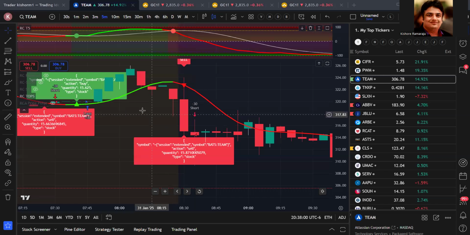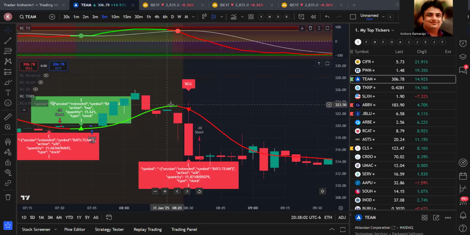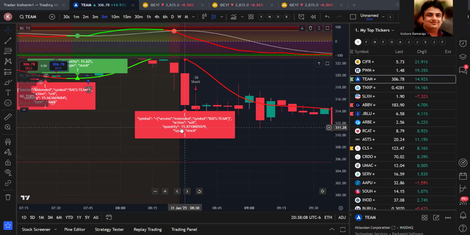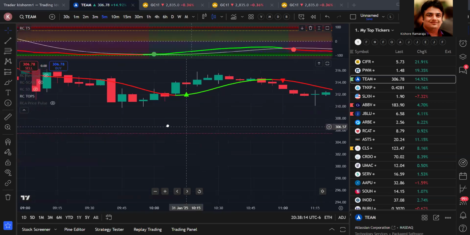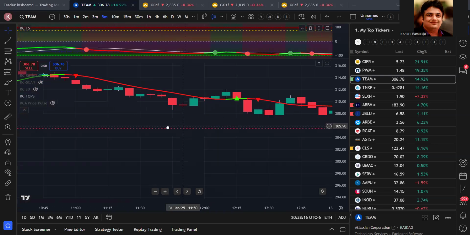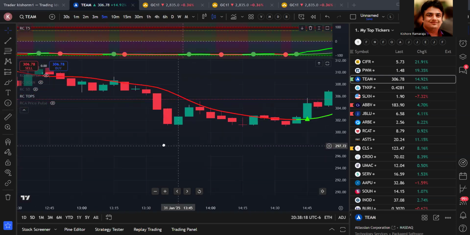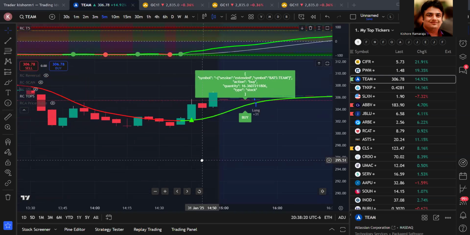It is doing a short on this one. The stock went all the way to 320, and then there is a sell signal at around there. It is selling quantity 15. So 15 stocks it will short, and then it held them throughout the day. Now when it sees that it is again moving around 305, it bought it.